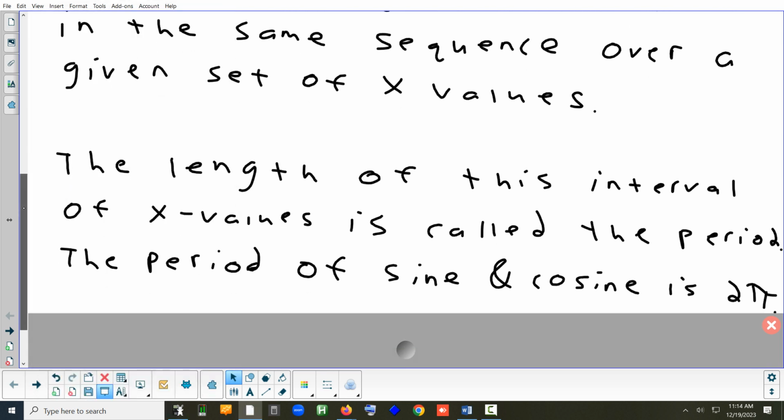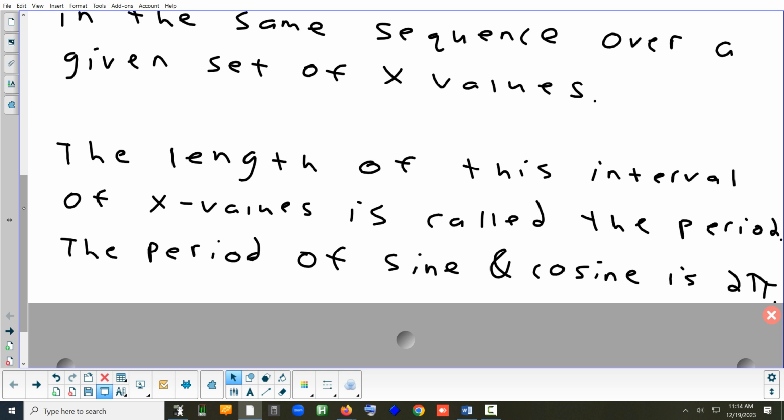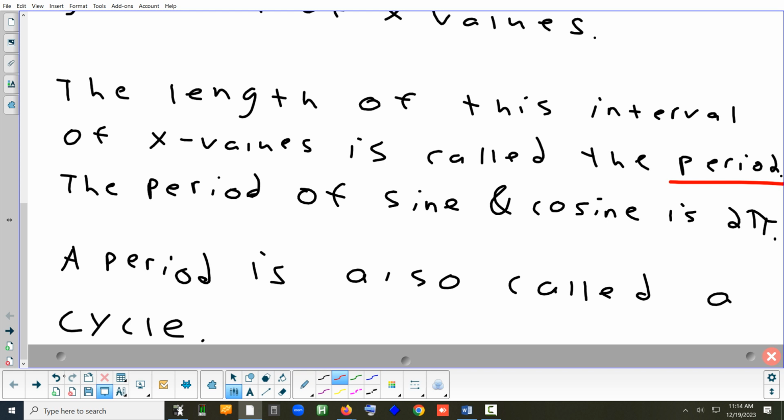So that number 2 pi, that's called the period length of the graph. So the period is the amount of distance you have to travel on the x-axis before you finish a cycle and the next one starts. And for sine and cosine, it is the same. It's 2 pi. Now, I've been using the two words interchangeably. Period of the graph, cycle of the graph, it's the same thing.